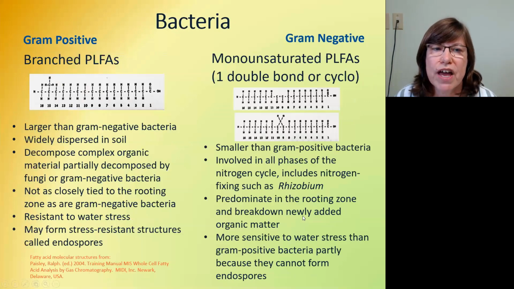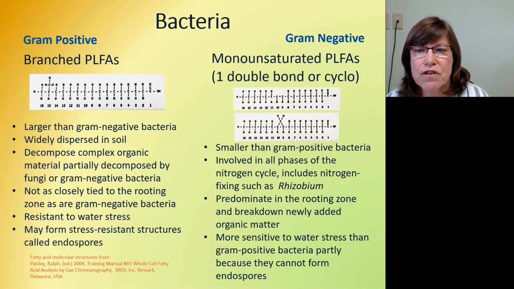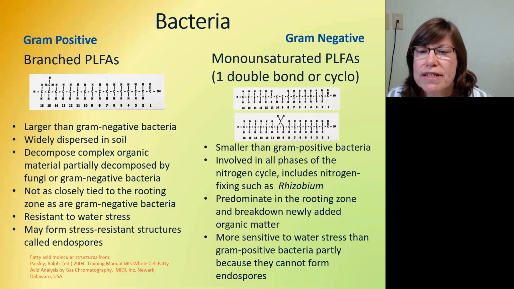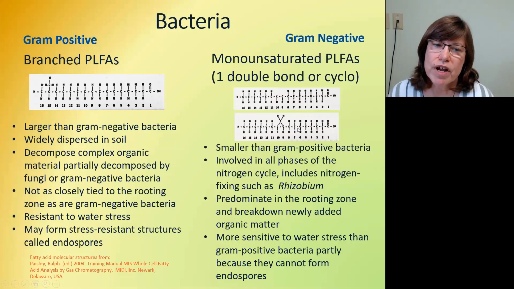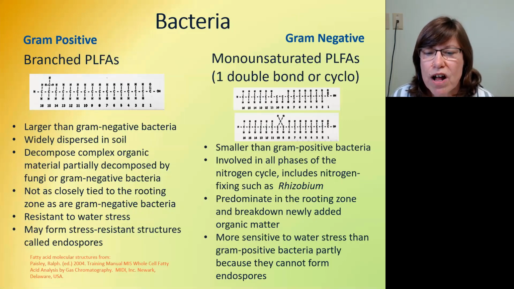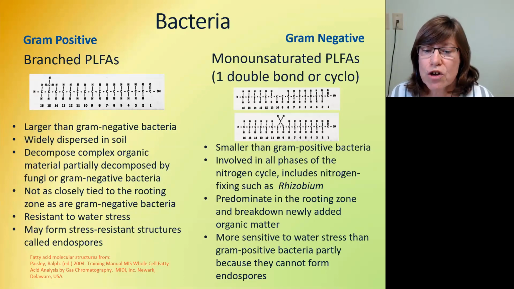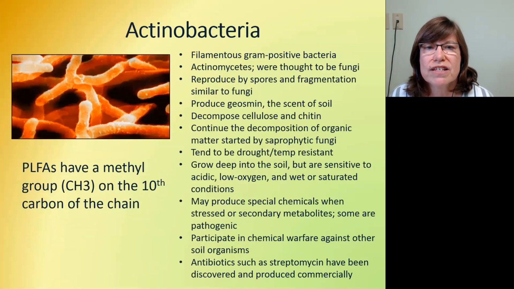So with PLFA, the gram-positives have branches on their fatty acids, whereas the gram-negative bacteria have a single double bond or maybe a 3-carbon cyclic portion on their fatty acid. So the gram-positives are overall resistant to stress, and they're found throughout the soil profile, whereas the gram-negatives tend to be found more in the rooting zone, and they're more sensitive to water stress.